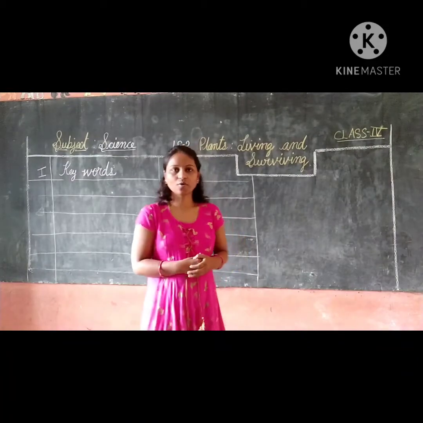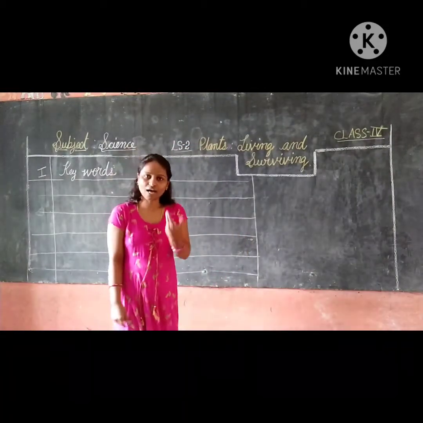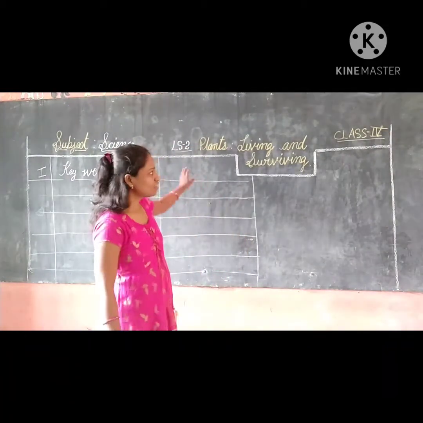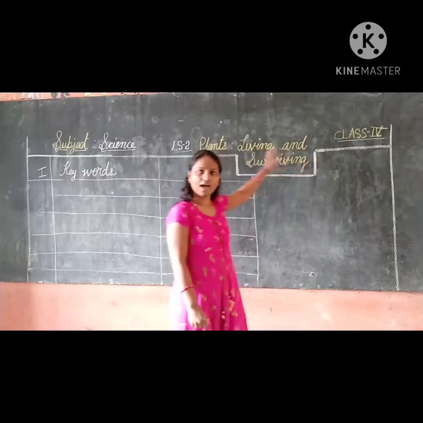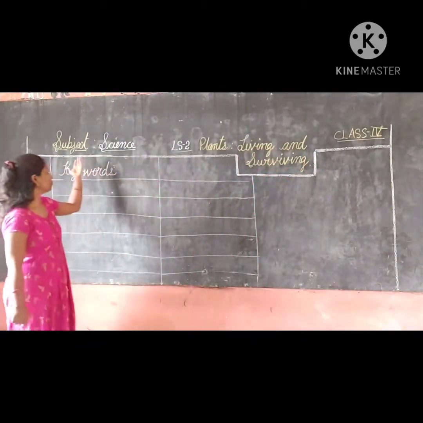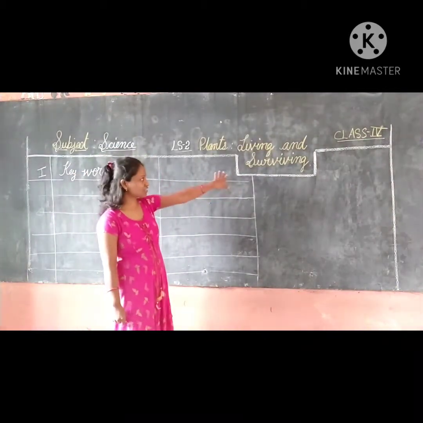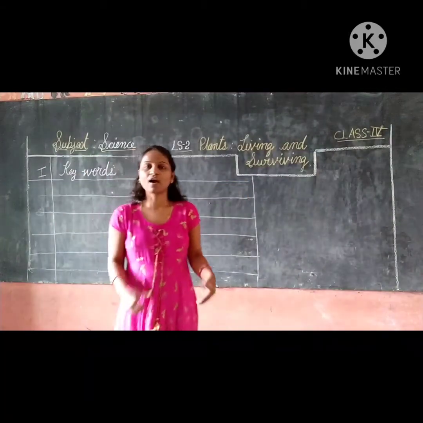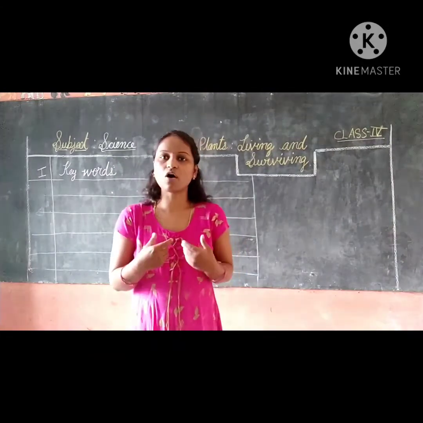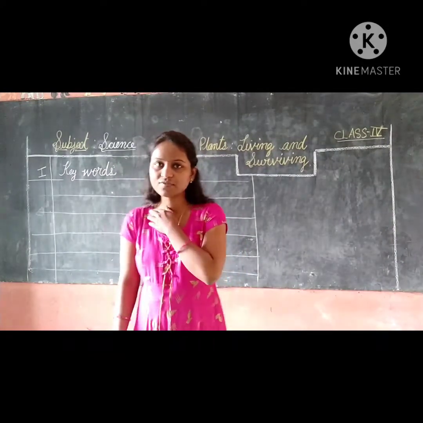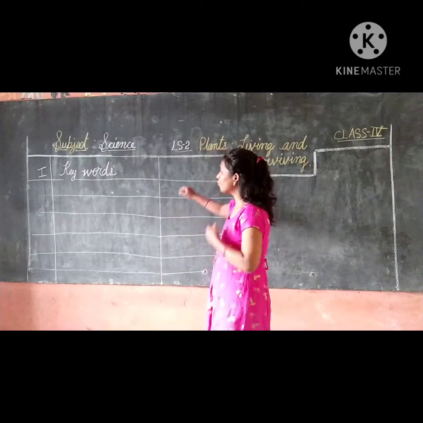Okay, children. Here, as I am teaching science, this is class 4 and the subject is science. What is the lesson number, children? Plants living and surviving. How the plants are living and how the plants are surviving. This we are saying a new word.